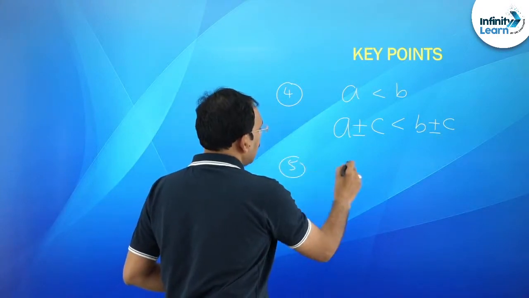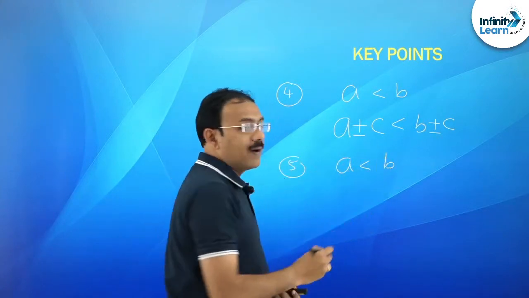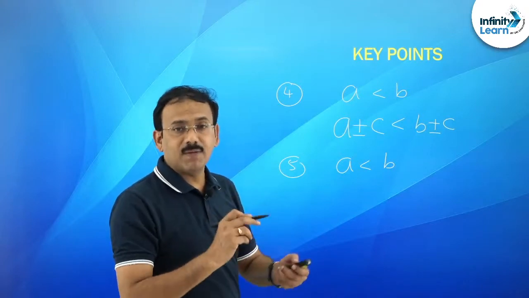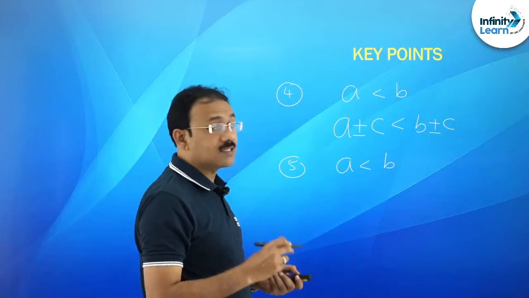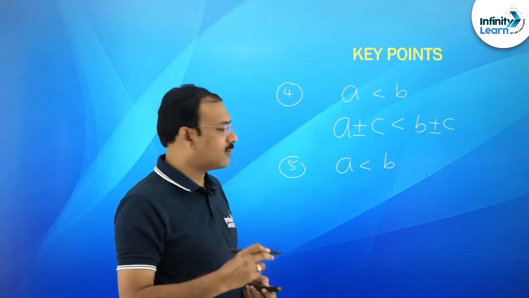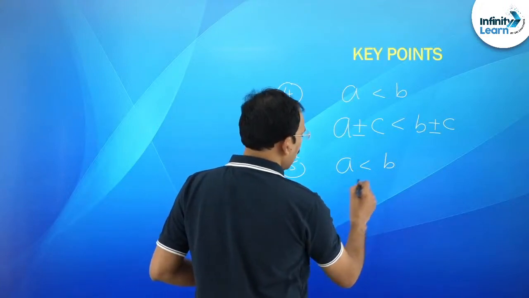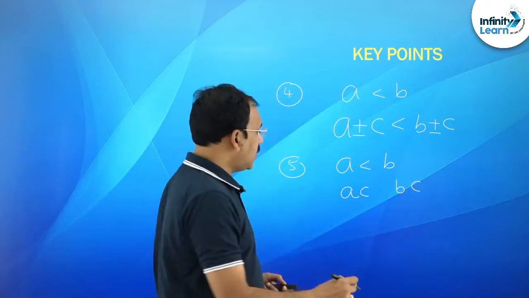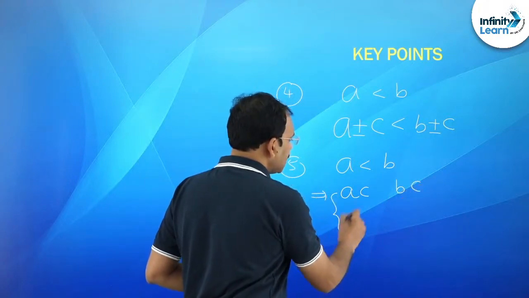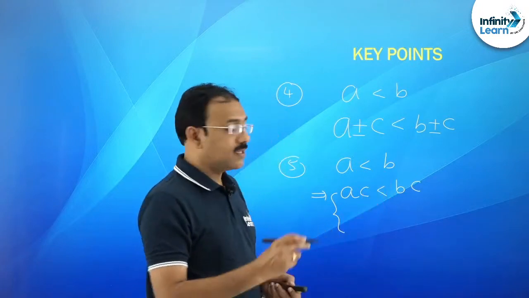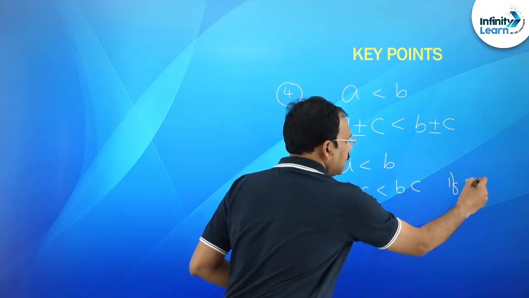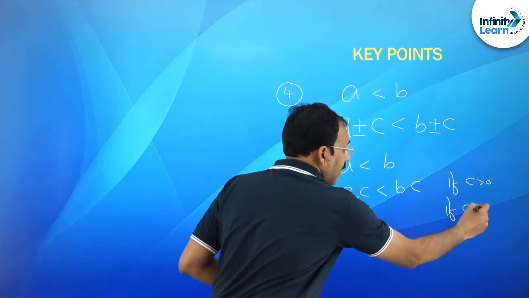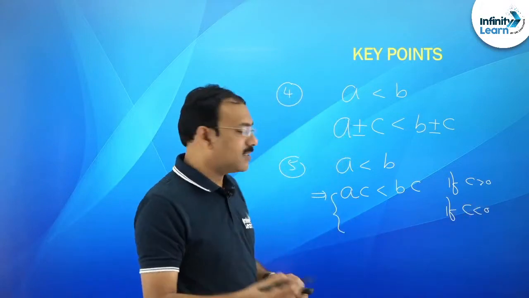Now, A less than B, can I multiply both sides by the same number? That means, if I multiply both sides by the same number, am I going to get the same inequality? In fact, friends, suppose you have multiplied both sides with C, this becomes AC, this becomes BC. The same inequality carries over if C is positive. This is very, very important. If you are multiplying with a negative number, then the symbol gets reversed.